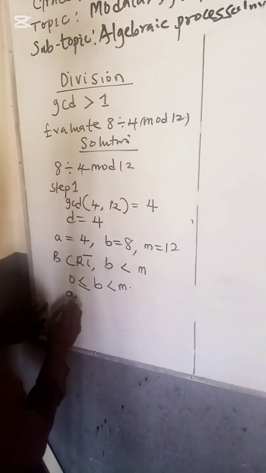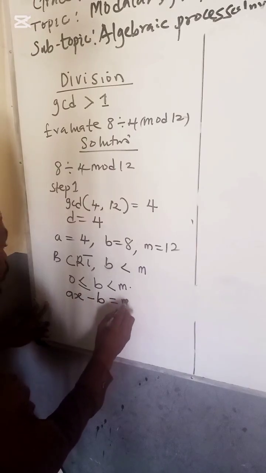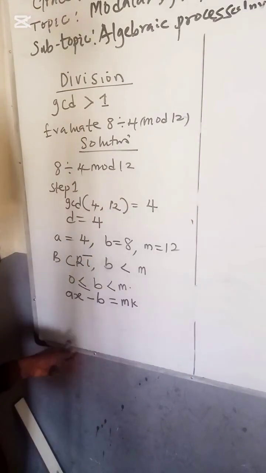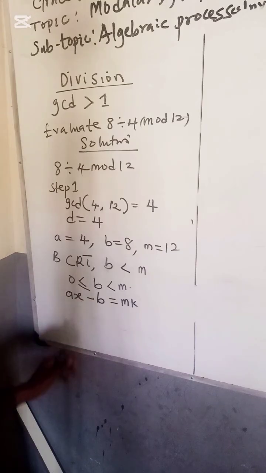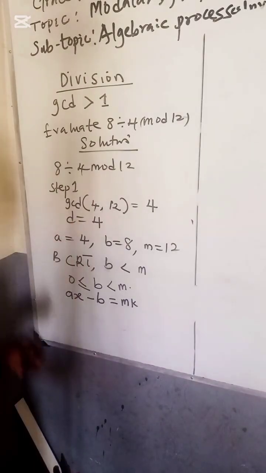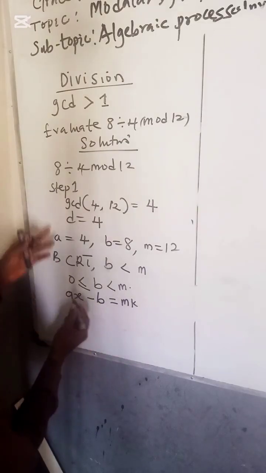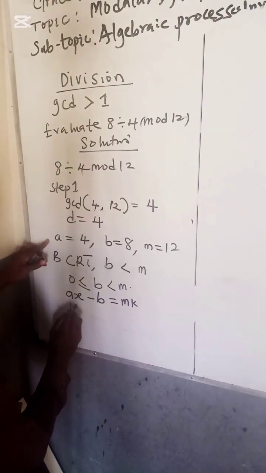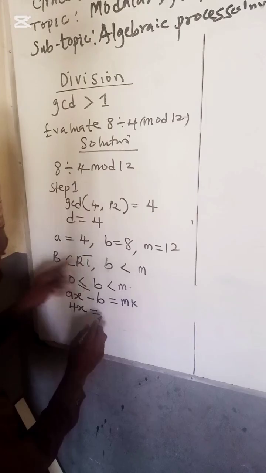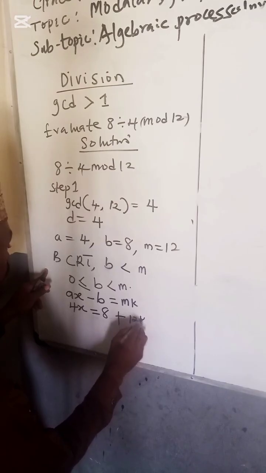Now, going back to our question, we have the theorem: the difference between the divisor and the dividend is equal to a multiple of the modulus, where K is the multiple. Now, GCD is more than 1, so there's every reason to have this X. X showcases that you have more than 1 solution. Now, A is 4. If you rewrite this using this particular arrangement, we have 4x equal to, bringing B to this side, 8 plus M, which is 12, so we have 12k.